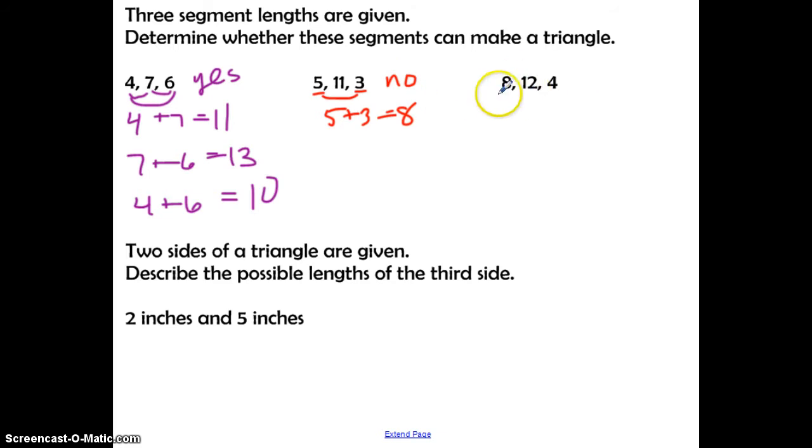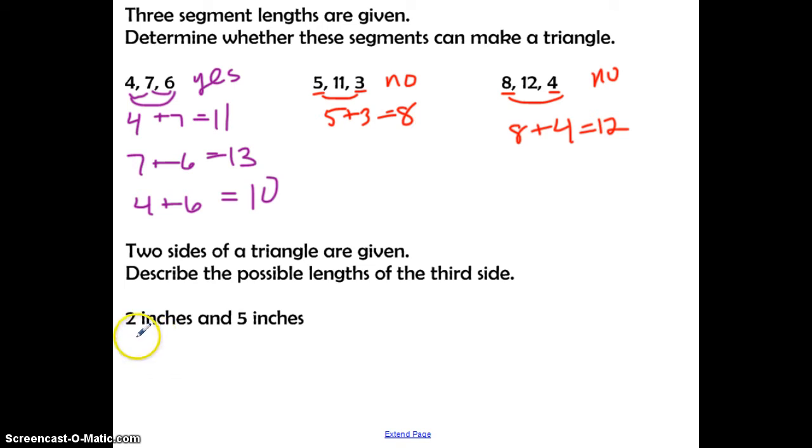Okay. So again, we're going to take this one and just take the 2 smallest ones, and then we're going to add those together. 8 plus 4, and that gives us 12. 12 cannot equal the third side. It has to be greater. So since 12 is not bigger than 12, again, our answer is no, these 3 side lengths cannot make a triangle.